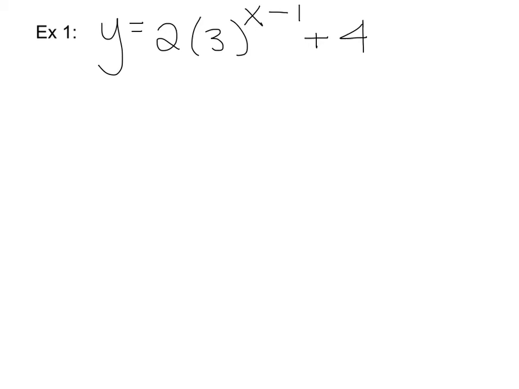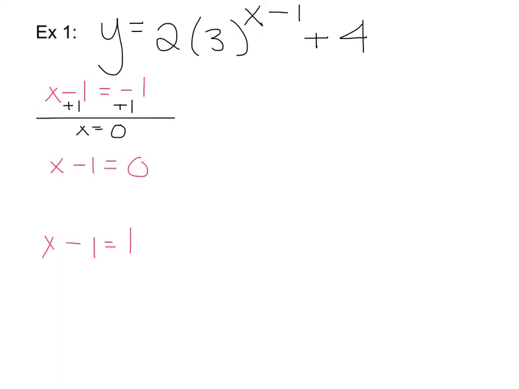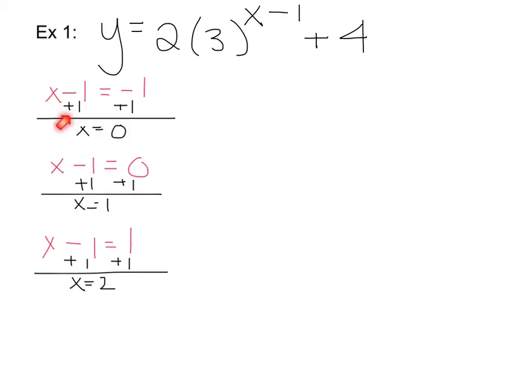Let's look at our first example, y equals 2 times 3 to the x minus 1 power plus 4. The easiest way to do these problems is to take the exponent, which is x minus 1, and find out what value makes it equal -1, what value makes it equal 0, and what value makes it +1. Then you just solve these three so we can find out what we're going to plug in for x. So we add 1 to -1 and you get 0. Add 1 to 0 and you get 1. Add 1 to 1 and you get 2. So these three values of x are what we are going to substitute into our equation.